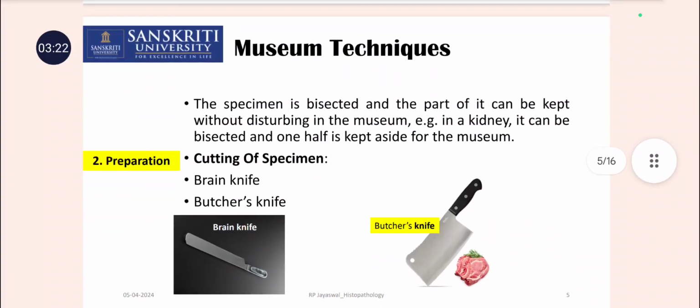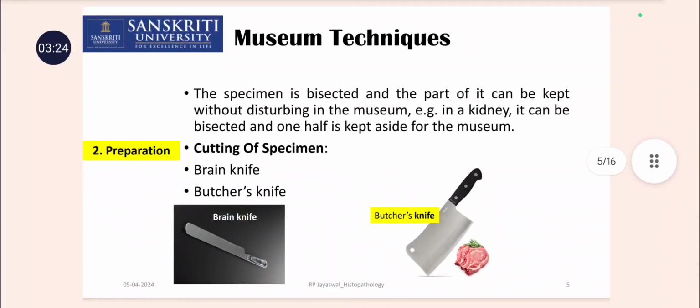Preparation for museum techniques. The specimen is bisected. We do bisection, meaning cutting, and part of it can be kept without disturbing it in the museum, like a kidney. It can be bisected and one half is kept aside for the specimen. For cutting we can use a brain knife or a butcher's knife.